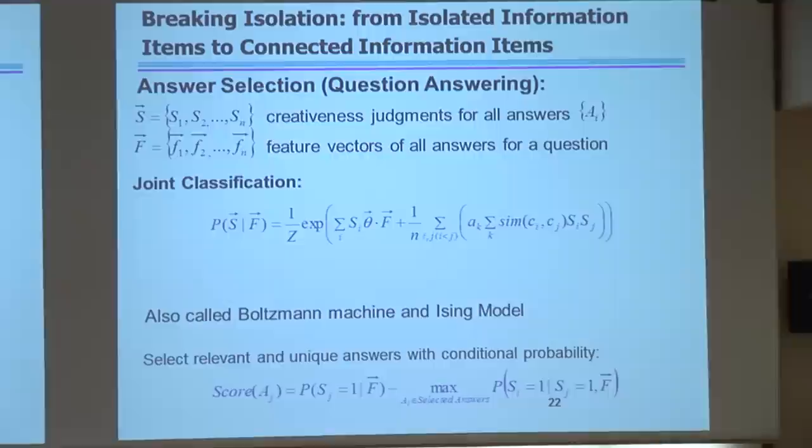Another nice thing from this is that we will also be able to consider another atom here. The second atom tells us we not only want to know the relevance of each individual answer, we also want to know the relationship between the answers. Because by the end of the day, you want to get good answers. Your answers should be both relevant and unique. You do not want to see 20 duplicated answers, right? So the second part will utilize the conditional probability here that can help us to remove redundancy.